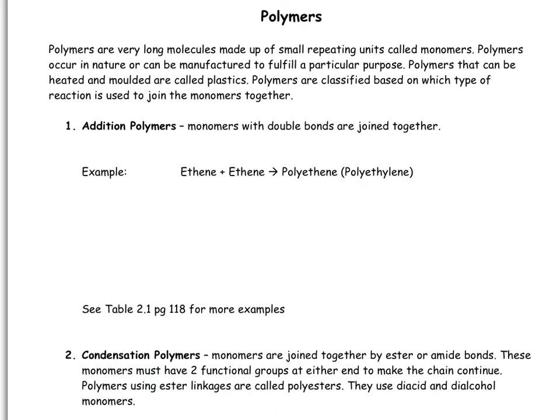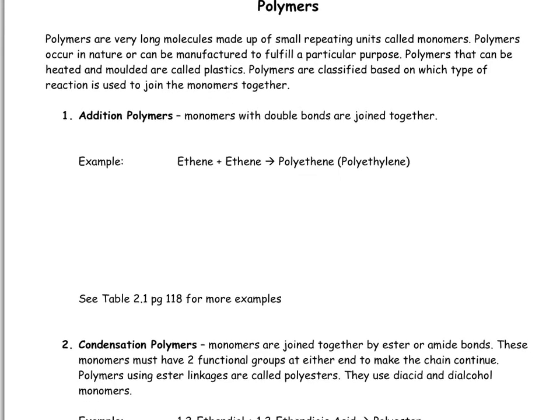Polymers are very long molecules made up of small repeating units called monomers. Polymers occur in nature, or they can be manufactured in a lab to fulfill a particular purpose. Polymers that can be heated and molded are called plastics. Polymers are classified based on which type of reaction is used to join the monomers together. There are two main types. The first being an addition polymer.